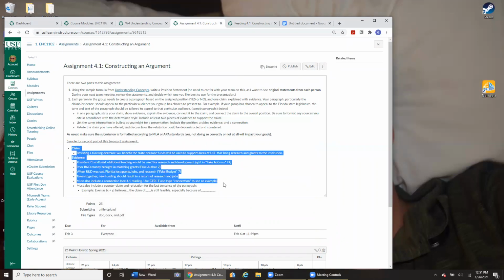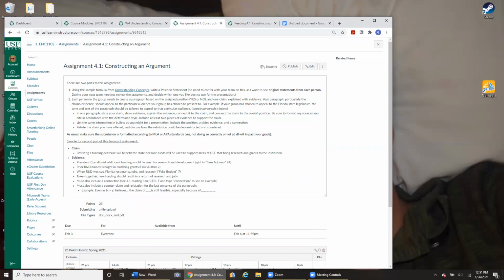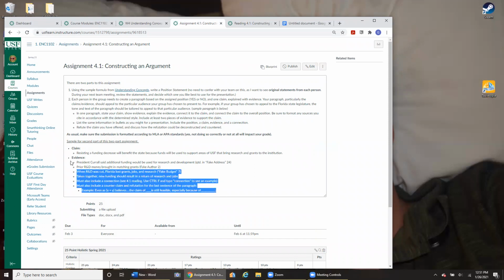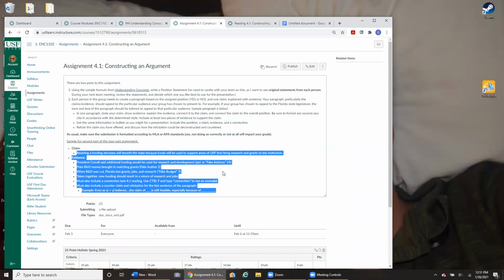I've already got a sample paragraph set up for you here that you can plug in your citations, your articles and refutations and whatnot. I don't want to see this same paragraph. You'll be marked off for plagiarism. This is a sample to help you understand how to do that.